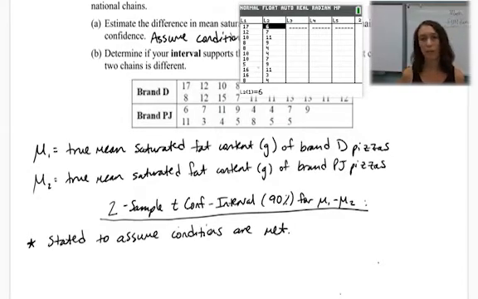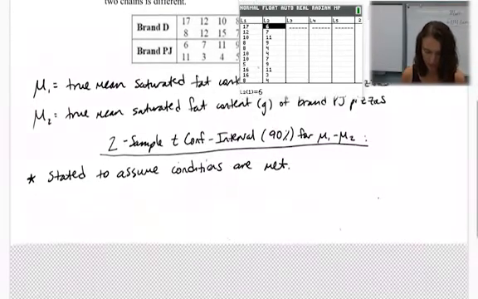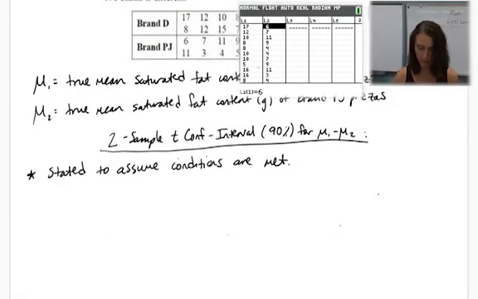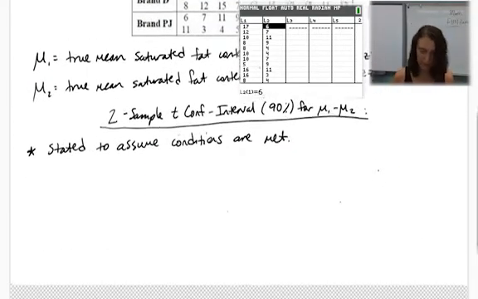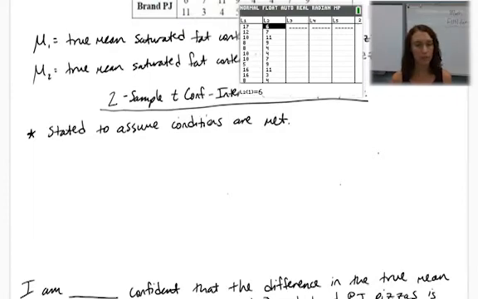Next thing we want to do on our papers is make sure to define your parameters always. So mu sub 1 is the true mean saturated fat content in grams of brand D pizzas. Mu2 is the true mean saturated fat content in grams of brand PJ pizzas. And I am doing a two-sample T confidence interval at 90% for mu1 minus mu2. It is stated to assume all conditions are met, so I'm going to write that down.